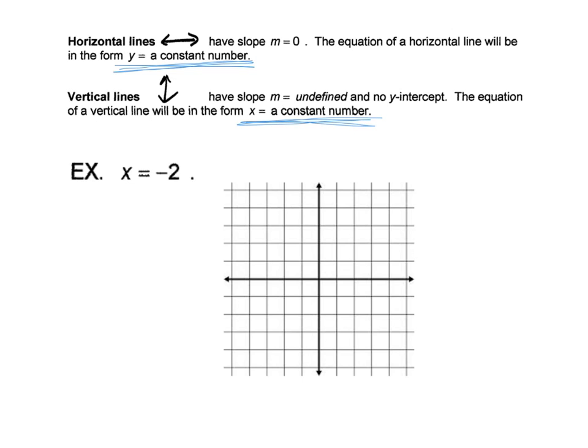So we want to name the slope, and we want to name the y-intercept, and then we want to graph this. X equals -2. So if it's just x equals, that's a vertical line. So the slope is undefined. And there is no y-intercept. Now to graph it, we go to where x is -2, which is right here. And at -2, we put our straight up and down vertical line. So every single point on that line has an x value of -2.